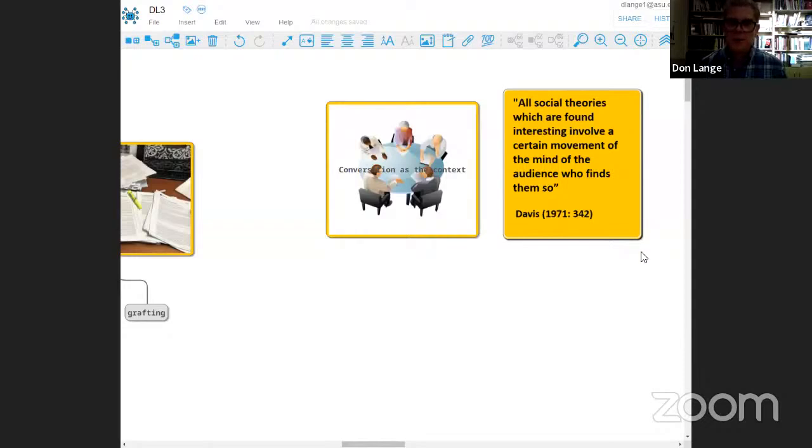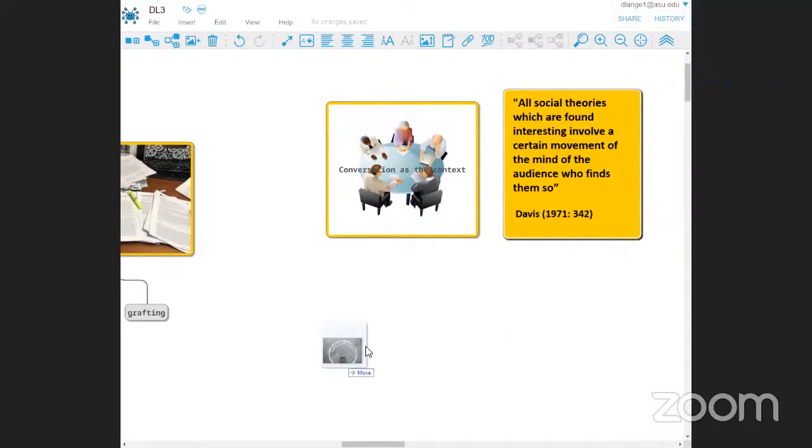We use this quote in our article and build on it, because Murray Davis says that all social theories which are found interesting involve a certain movement of the mind of the audience who finds them so. And if you combine that with the idea that conversation is the context, then our point is that you must know where the mind of your audience is, what the starting place is, in order for you to figure out where you're going to be moving the mind to.